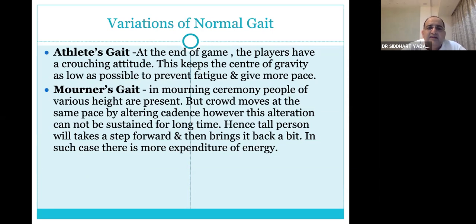Second is the mourner gait. In any mourning ceremony, people of various heights are present, but the crowd moves at the same pace by altering their cadence. However, this alteration cannot be sustained for a long time, and the tall person will take a step forward and then bring it back a bit. In such a case, the energy expenditure is more. So mourner gait is, he takes a bigger step and then pulls it back. It's called mourner gait.